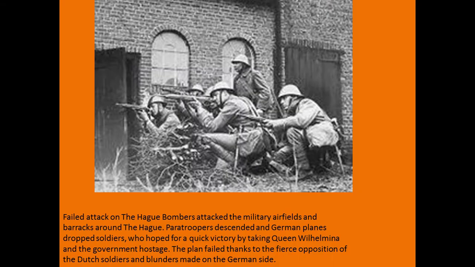So the failed attack on The Hague: bombers attacked the military airfields and barracks around The Hague, and that's, of course, the government headquarters. Paratroopers descended and German planes dropped soldiers who hoped for a quick victory by taking Queen Wilhelmina and the government hostage. The plan failed thanks to the fierce opposition of the Dutch soldiers and blunders made on the German side.